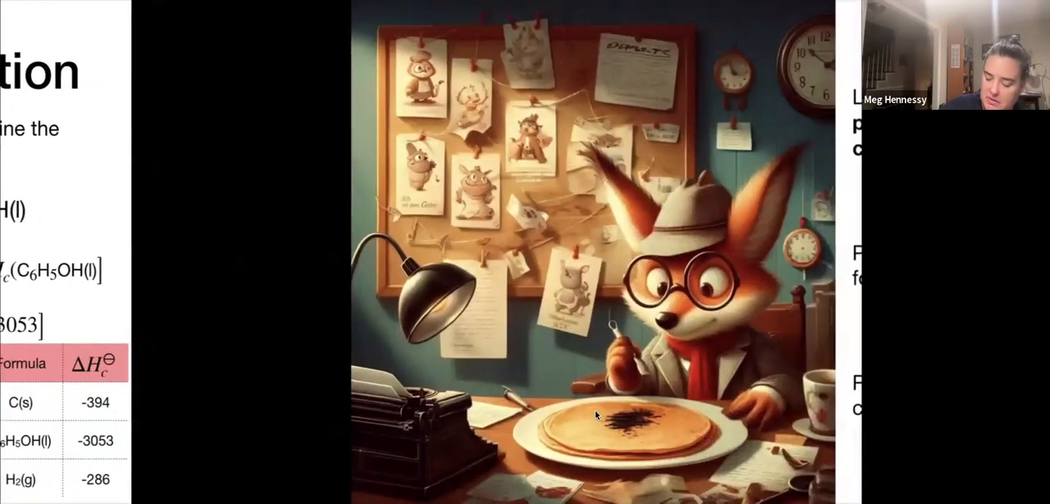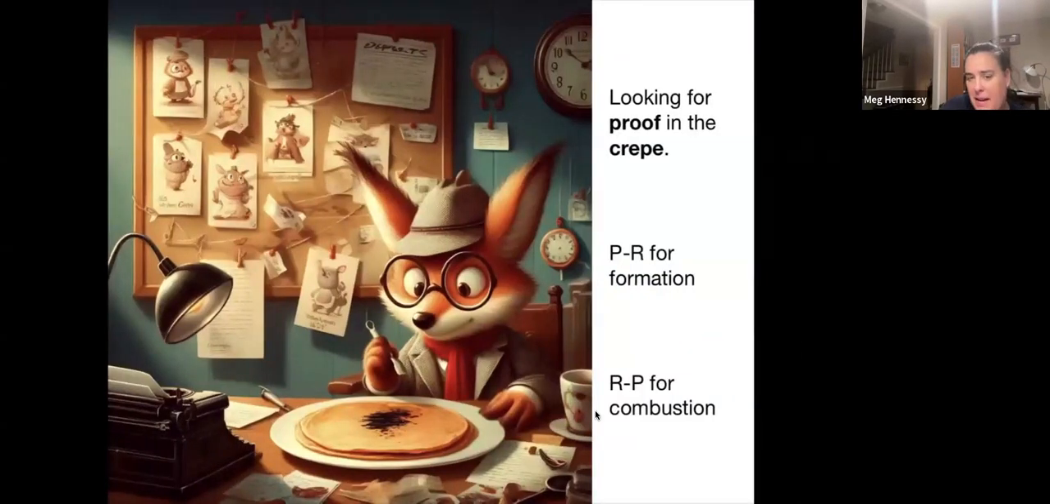So there's me with the souvenir. And here's my silly mnemonic. I kind of fell in love with ChatGPT's ability to make silly pictures. So I wanted something that would help me remember the formulas. Products minus reactants is formation, and reactants minus products is combustion. And so I have a fox looking for proof in the crepe. Proof, products minus reactants, formation. Crepe, combustion is reactants minus products.